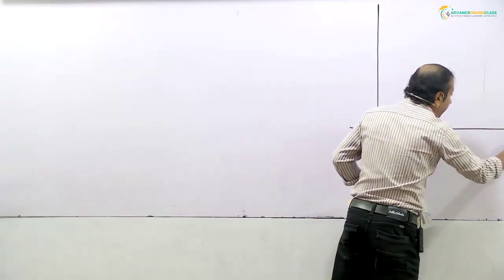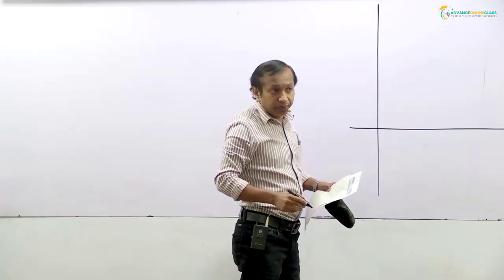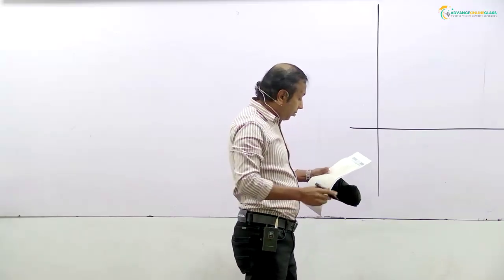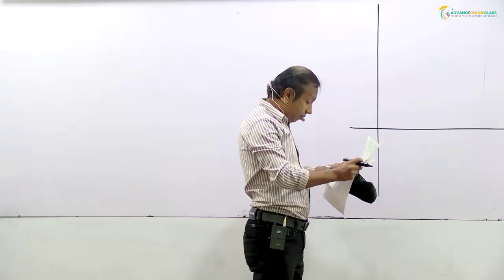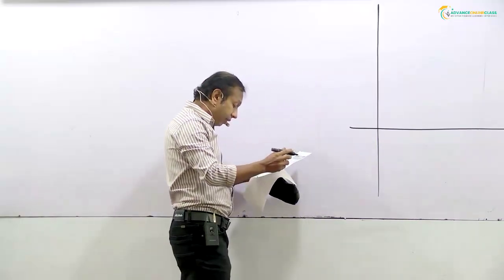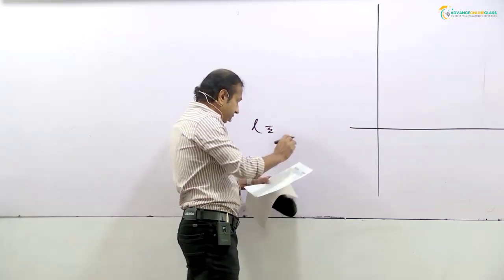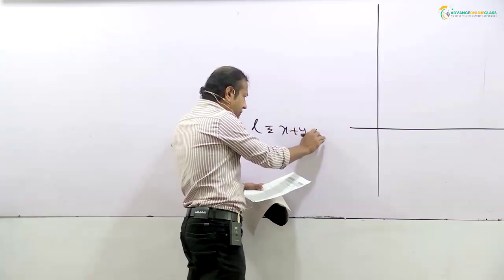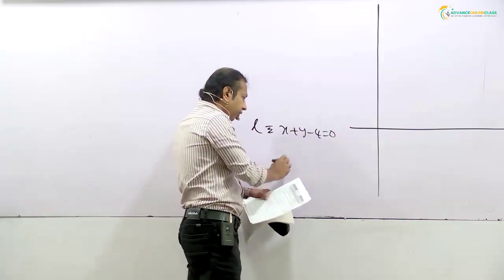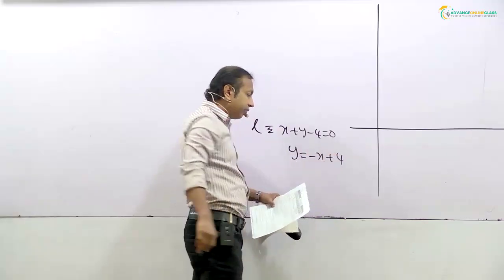It is not necessary to draw everything correctly in the OXY Cartesian coordinate plane. Here, first one, A is (1, 2). The line L has the equation x plus y minus 4 equals 0.